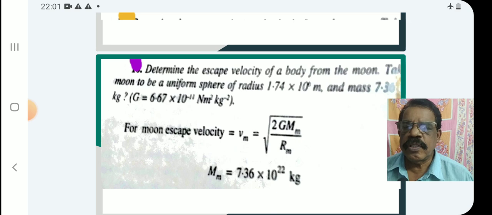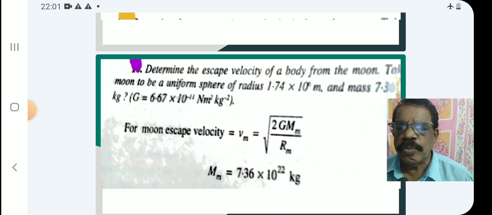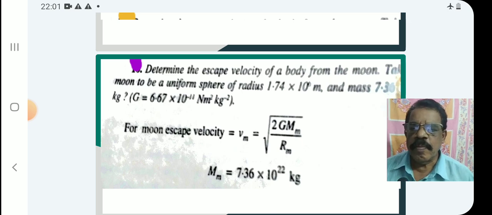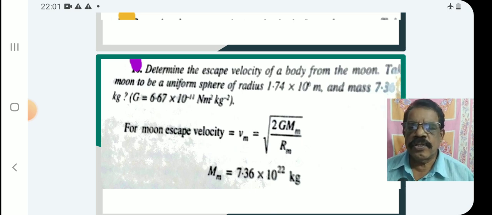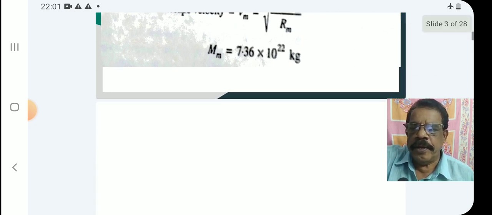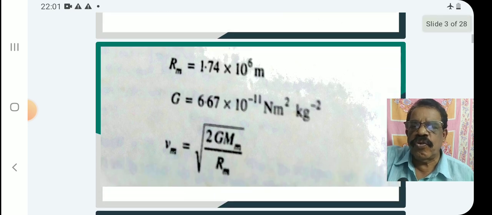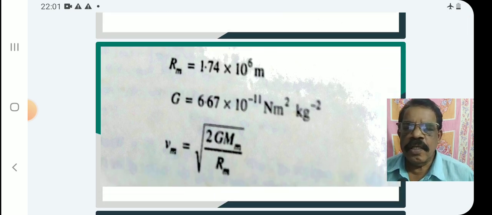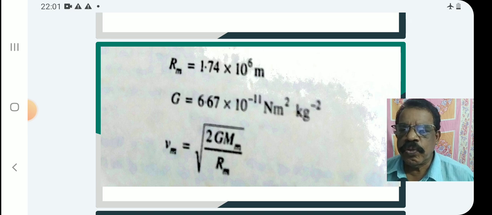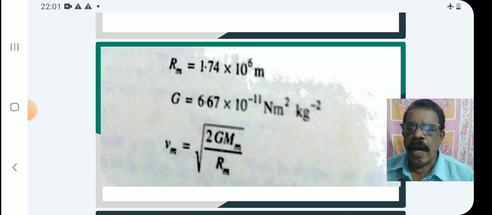So the moon escape velocity Vm is root of 2GM by R, or 2GMm by Rm. Mm is the mass of moon and Rm is the radius of moon. Mass of moon Mm is 7.36 into 10 raised to 22 kilogram. And radius is also given, 1.74 into 10 raised to 6 meter. G is 6.67 into 10 raised to minus 11 Newton meter square kg raised to minus 2. Put this in the equation. Vm is root of 2GMm by Rm.